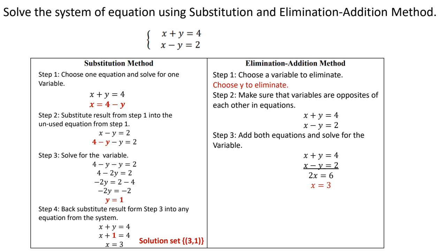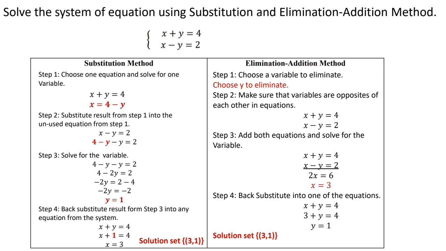Again, to solve for my y, now that I have one of the unknowns, I'm going to replace it in either of the two equations. This time I'm going to choose x plus y equals 4. Everywhere I see x, I'm going to plug in 3. So we have 3 plus y equals 4. To solve for y, I'm going to subtract 3 on both sides, and I get y equals 1, which is the same solution set as before. So the solution for this system is x is equal to 3, y is equal to 1. It's this ordered pair (3, 1).